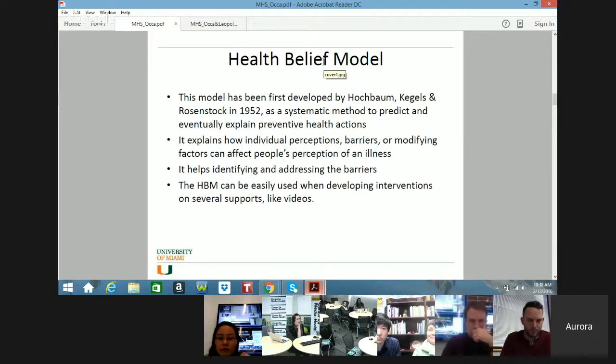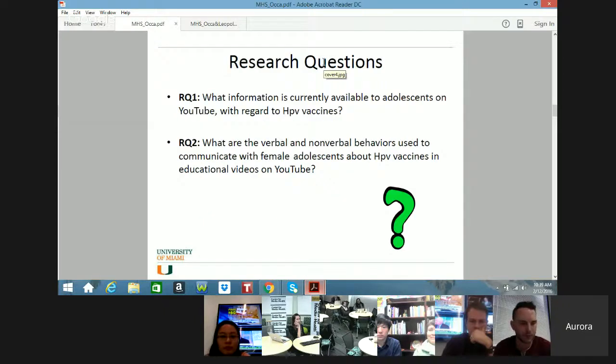individuals' perceptions, barriers, or factors can affect people's perception of a disease. Thus, this theory is helpful to guide researchers on how to develop interventions to better address eventual barriers or problems that people may encounter, and to help people overcome them. So, considering these premises and the theoretical background, I formulated two research questions.